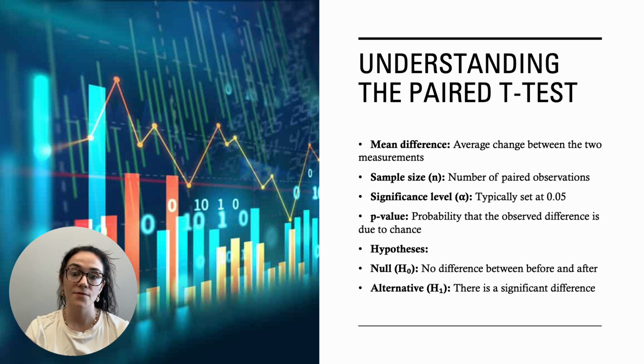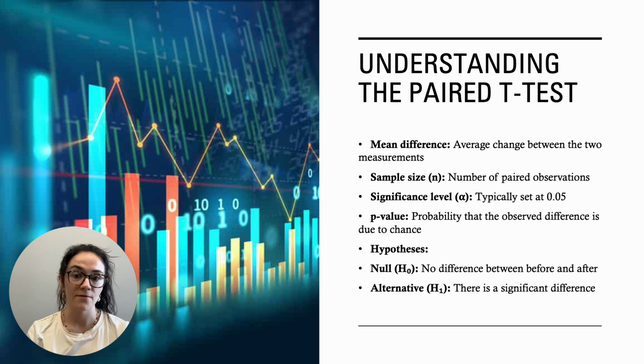Next, there's the significance level, also known as alpha. We usually set alpha at 0.05, which basically means we're accepting a 5% risk of making a mistake, falsely concluding that a difference exists when it really doesn't. It's kind of like setting our strictness level for how much evidence we need before saying something is statistically significant.